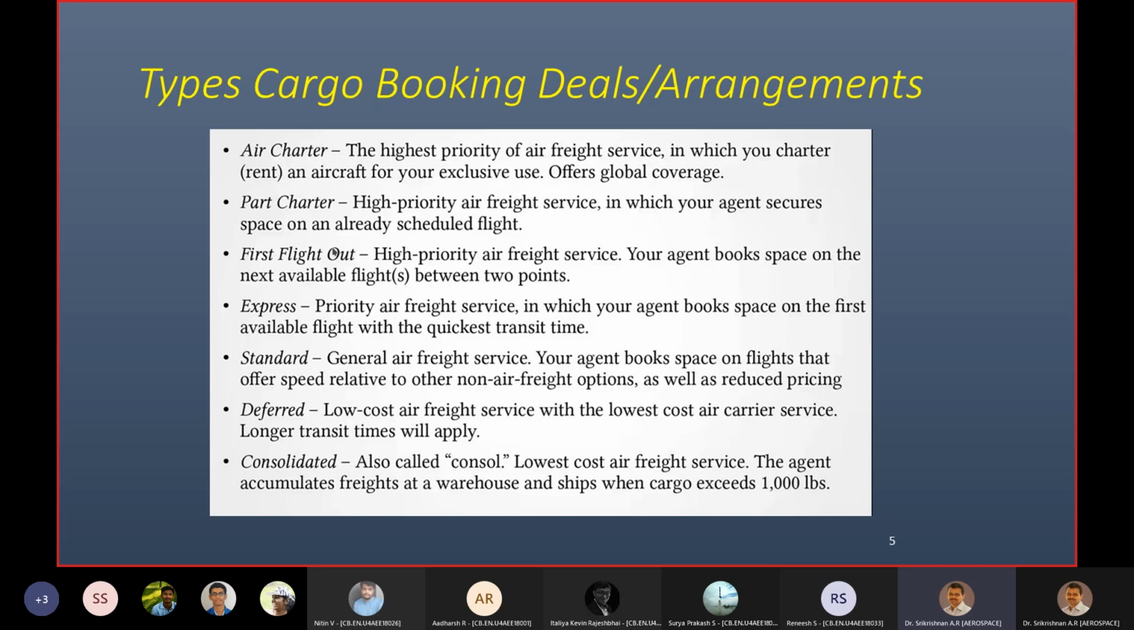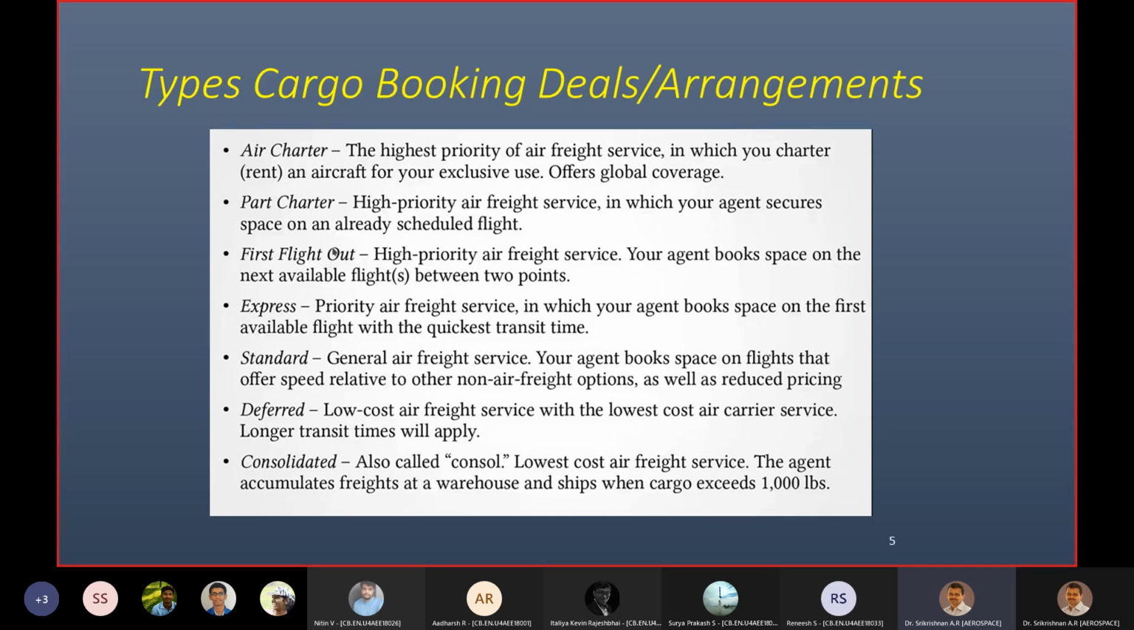Now, the second in line is part charter. A part charter is also a high priority air freight service in which you secure space on an already scheduled flight. Some other groups have already booked a charter service, and you also get a place in that. Your cargo also finds a place in that with an appropriate deal with the group. So it is more like a shared service. Many parties, many companies, many individuals, or many agents, as they say, share the same cargo flight to transport their respective goods.